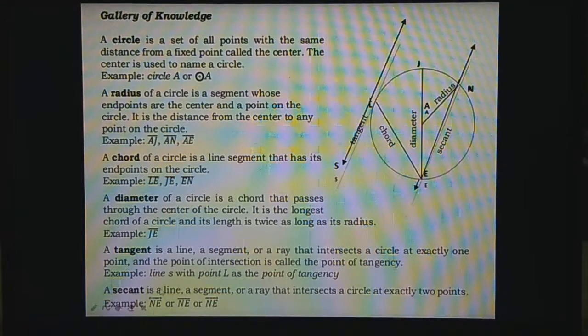Another one, we have secant. A secant is a line, a segment, or a ray that intersects a circle at exactly 2 points. So, dumaan siya sa 2 points of a circle. So, alin siya? Si NE. Ayan. So, this is a secant. Sabi dyan, pwede rin daw namang ray or segment. Pwede rin natin i-consider na yung LE, kung i-extend mo, pwede rin siyang ma-consider na secant. Pero kung secant line, ay ito lang tayo. We have secant NE. Line NE.